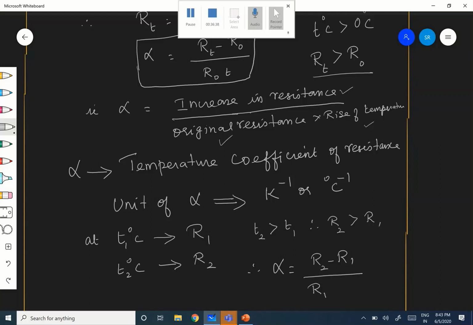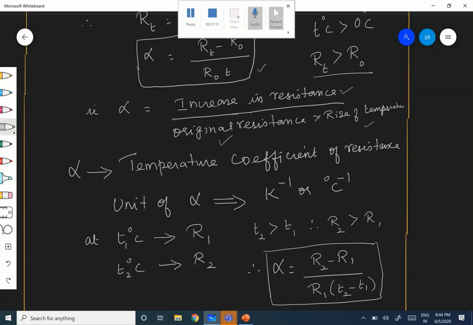Per degree rise of temperature, what is the degree rise of temperature? T2 minus T1. Are you following? Earlier it was with respect to 0 degrees Celsius. Here, I have taken two random temperatures. Therefore, your temperature coefficient of resistance expression will be alpha equal to R2 minus R1 by original resistance R1, per degree rise of temperature T2 minus T1.